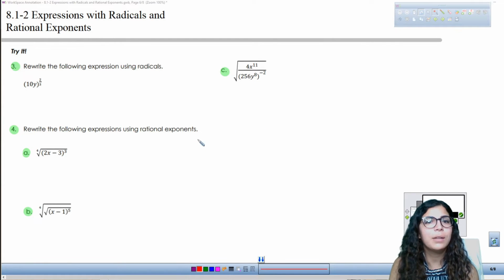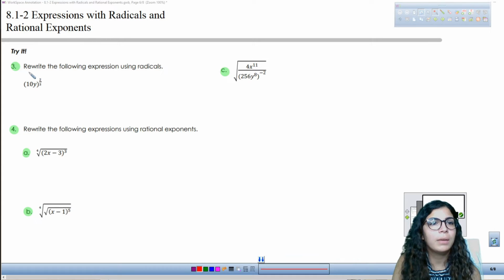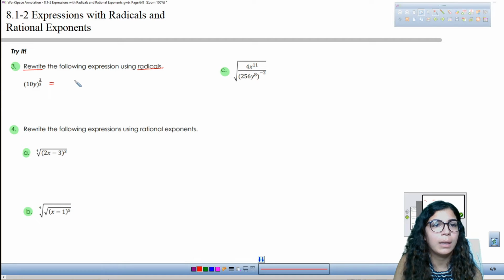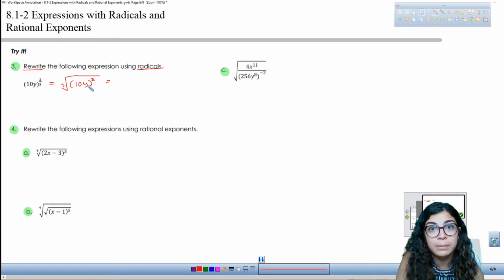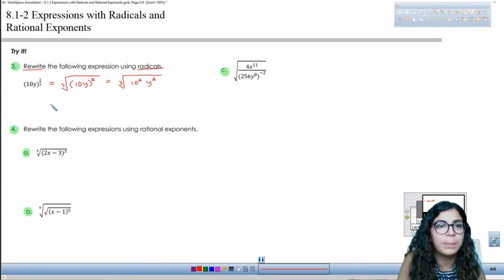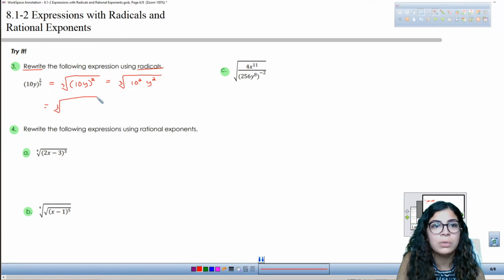All right, so let's start from the top, number 3. So we have rewriting using radicals, right? So we're going to go ahead and keep the power, which is the numerator, and then the denominator is our index. So it's the cube root of 10y to the power of 2. Now, because that is a power there, I have to simplify that on the inside. So I will distribute that power, 10 to the power of 2, y to the power of 2. Now 10 to the power of 2 is 10 times 10, which is 100. So I have the cube root of 100y squared.